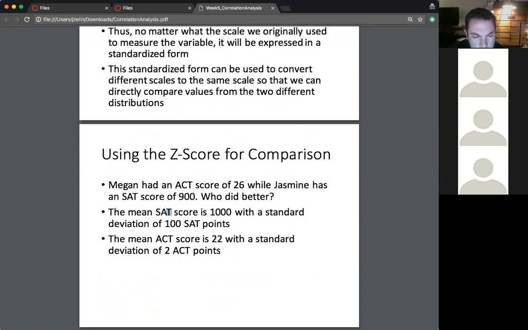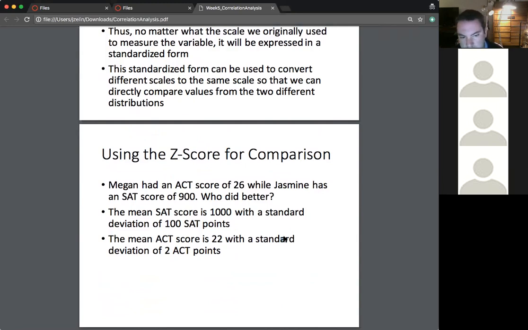So if we calculate each of the two students' respective z-scores, we can then compare the two, right? So we have the ACT. Megan scored a 26 on the ACT, and Jasmine scored a 900 on the SAT. So if we just look at those two, they're in different scales, right? They're not on the same scoring scale at all. And if we just wanted to compare them and we didn't know anything about the SAT and the ACT and how it's scored and what it's out of, we wouldn't be able to compare those two students on their own.